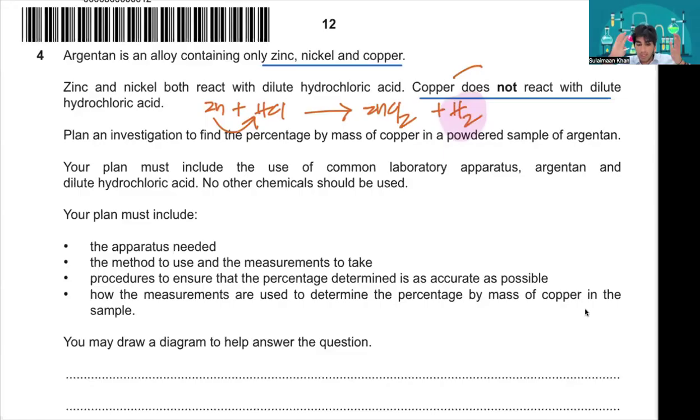So these things should come in your brain, right? Now it says plan an investigation to find the percentage by mass of copper in a powdered sample of argentan. Now I need copper. And again, I'm dealing with mass. If I'm dealing with mass, I need what? I need an electronic balance.